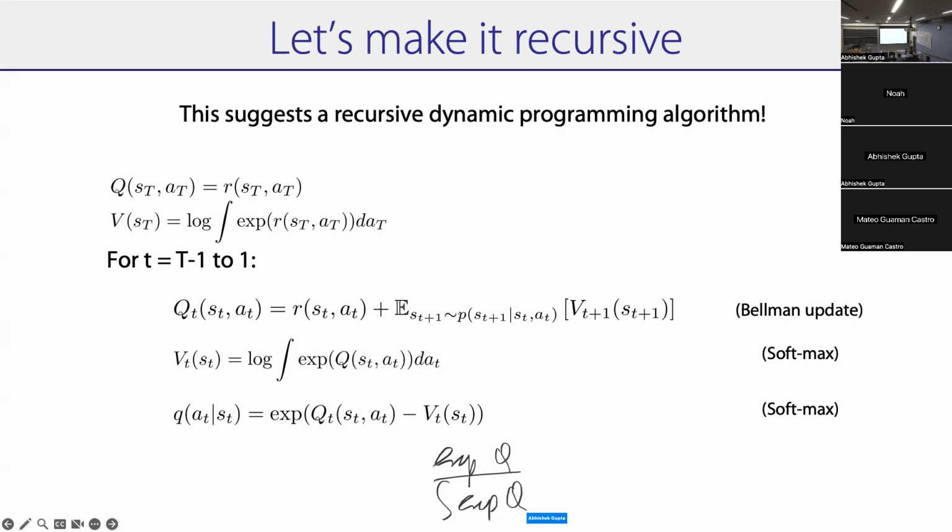So like Andy was saying, this is the softmax over here. Right, and so this becomes just like a Q-learning update, right? It's just saying that you did dynamic programming, you worked backwards. Your Q function at the last step is R, and V is the log integral exp of R, the softmax over R. And then every step before you do the Bellman update, so Q is equal to R plus future V, V is equal to the softmax over Q, and your policy is equal to the softmax.